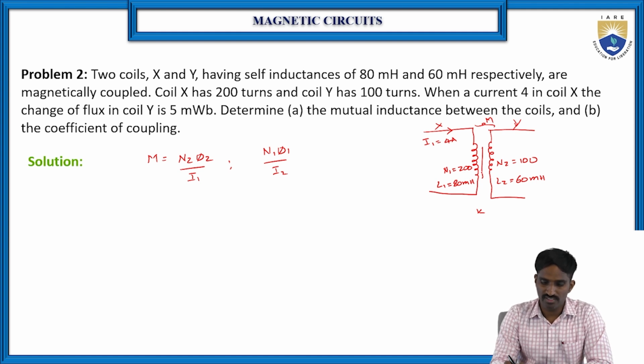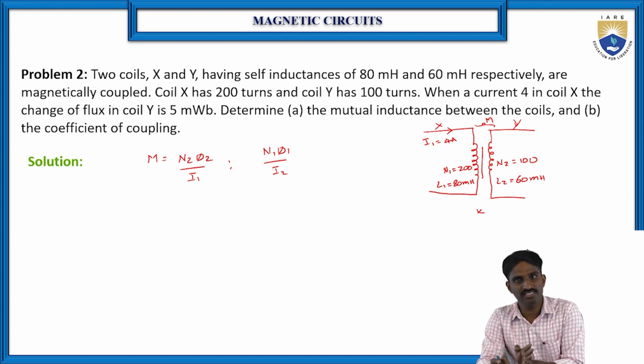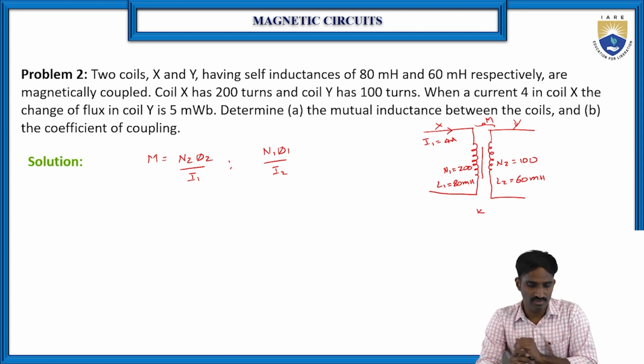So in the problem, what they are trying to tell us is that the mutual induction exists between these two windings. There is a change in current in the primary circuit, so due to that, flux will be produced by the primary circuit, and some amount of that flux is linking with the secondary winding. And the amount of flux that is linking with the secondary winding is also given, which is 5 milliwebers.